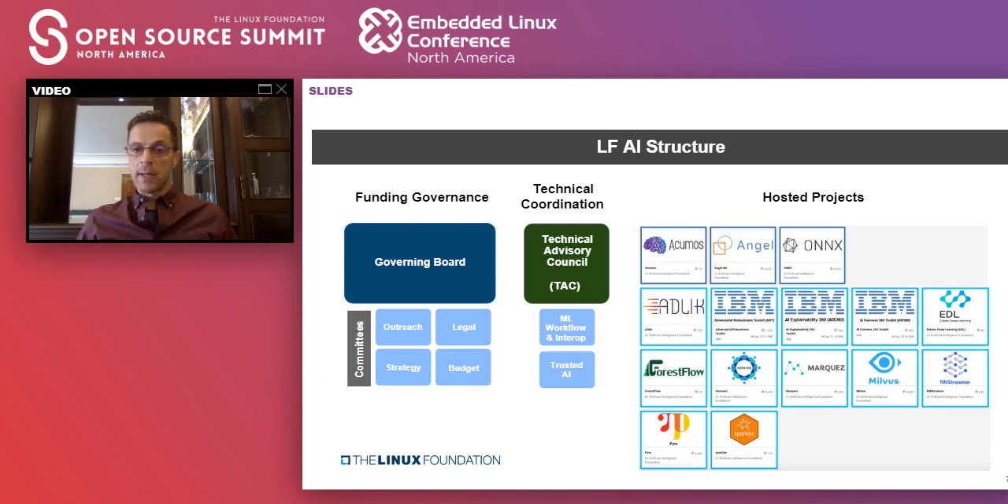From a structure perspective, LFAI follows the template structure for any other umbrella foundation. You can see on the screen, on the left-hand side, the governing body. It's called the governing board, which is the funding governance. This is where companies become members of the LFAI and provide funding for the organization. Under that governing board, we have a number of committees. We have the outreach committee focused on communication, PR, marketing, event support, and so on. We have the legal committee, the strategy committee, and a budget committee.